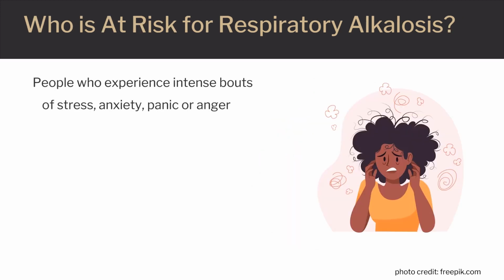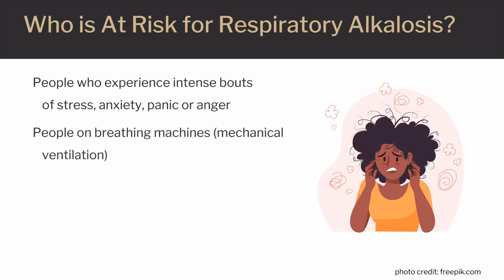People who experience intense bouts of stress, anxiety, panic, or anger are at a higher risk for respiratory alkalosis. These conditions can lead to rapid, uncontrolled breathing, hyperventilation. People on breathing machines, mechanical ventilation, are also at risk. The machines deliver a fixed breath volume for each breath, which can lead to hyperventilation when patients need to breathe faster. As a critically ill person's medical needs change, they may need higher or lower levels of breathing assistance. Ongoing monitoring helps healthcare providers determine when to adjust ventilator settings.